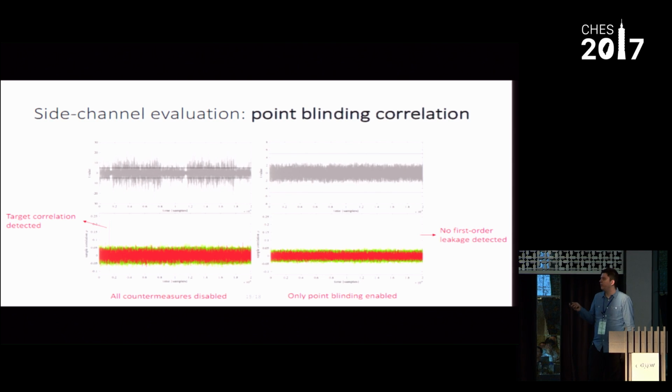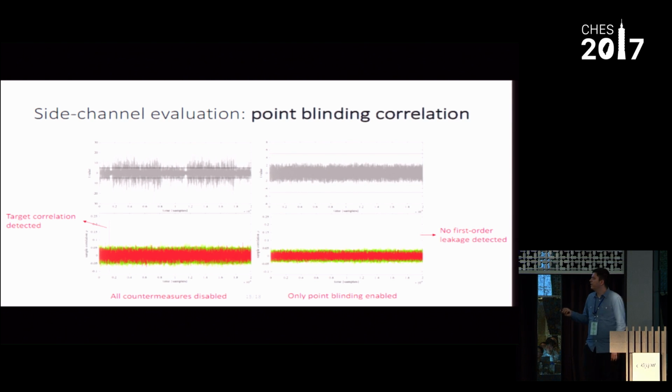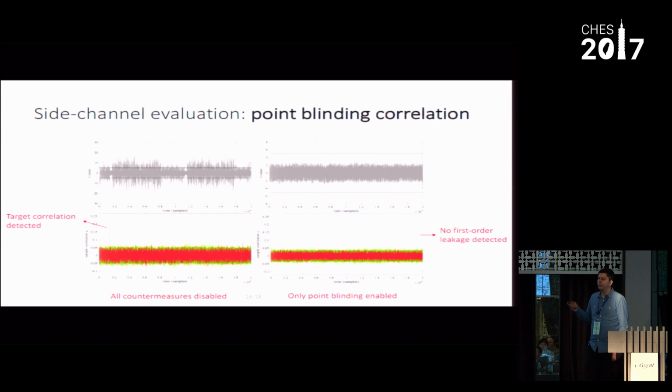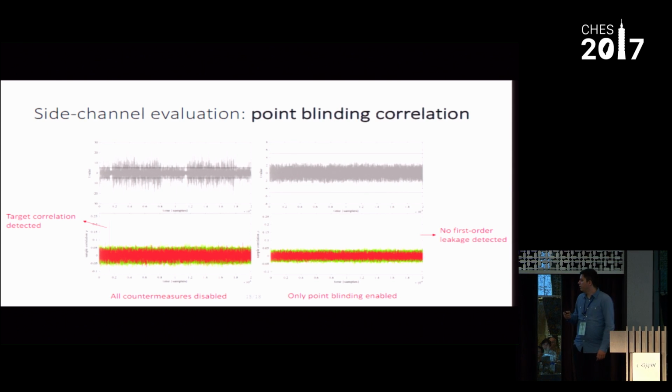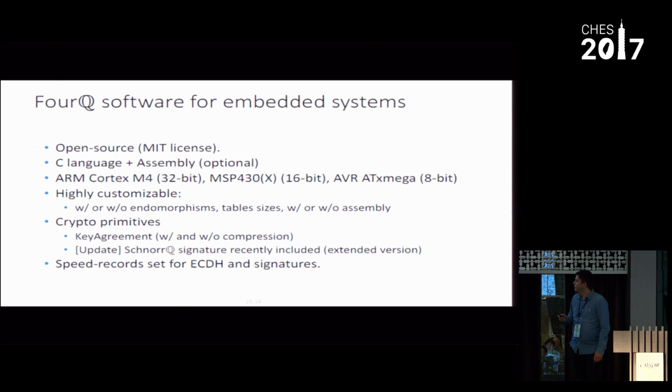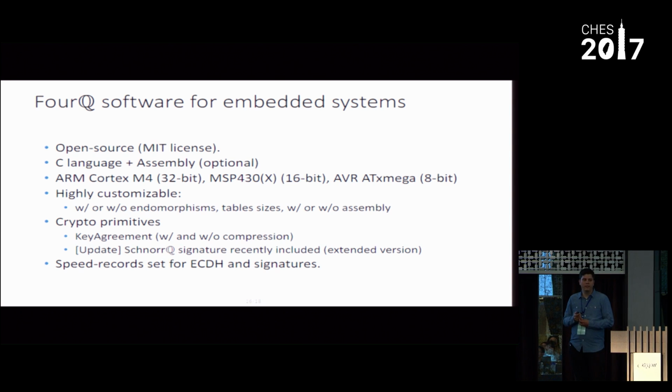So here is one example in the paper for point blinding. On the left, we don't have any countermeasure activated, and we target a specific case where there was no point blinding. We are trying to recover a bit. And in fact, we found a peak here. When we added the point blinding countermeasure, we can see that there was no correlation detected for first order correlation.